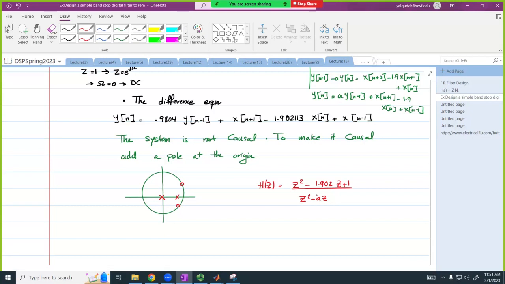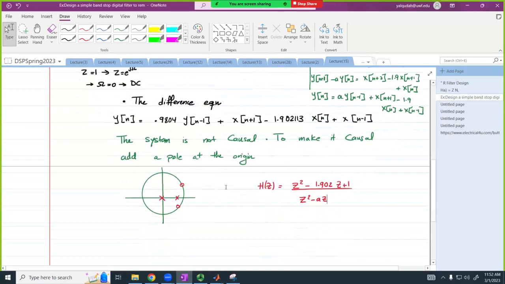Why? When the numerator order is higher than the denominator, the system is not causal. If they're the same order, then the system becomes causal. And you can do the same work we've done here, multiply across, and you're going to see that y of n is going to depend on x of n and previous x of n's. Any questions? Is that clear? Everybody can remember that?